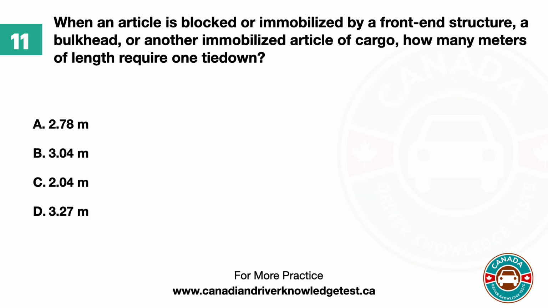Question 11. When an article is blocked or immobilized by a front-end structure, a bulkhead, or another immobilized article of cargo, how many meters of length require one tie down? A. 2.78 m. B. 3.04 m. C. 2.04 m. D. 3.27 m. The answer is B. 3.04 m.